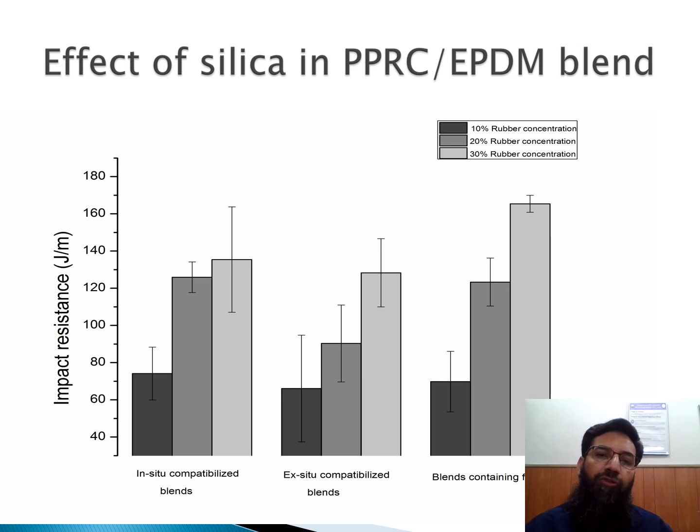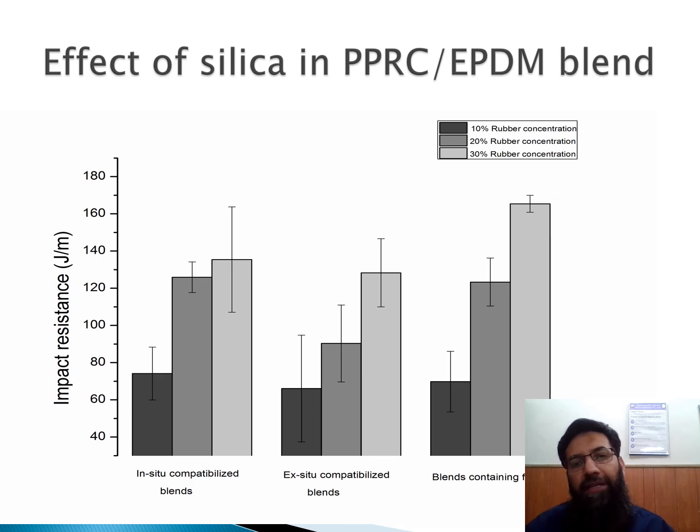The impact strength also increases in similar kinds of blends with the incorporation of silica as a nano-filler. There will be the effect of the elastomer as well, because we are adding EPDM in the PPRC. So with the increase in the EPDM content, there would be an increase in the impact strength.